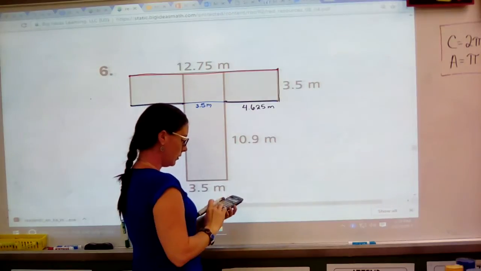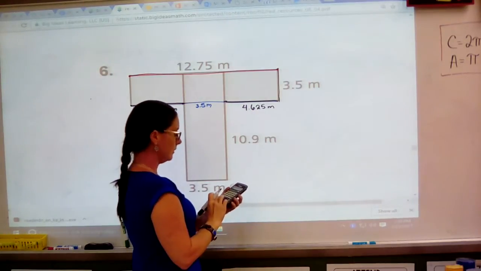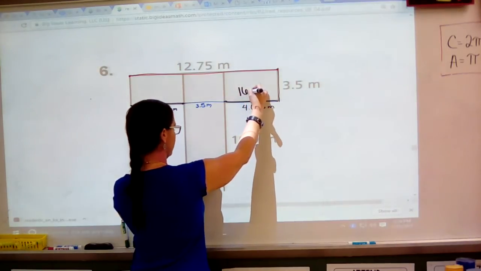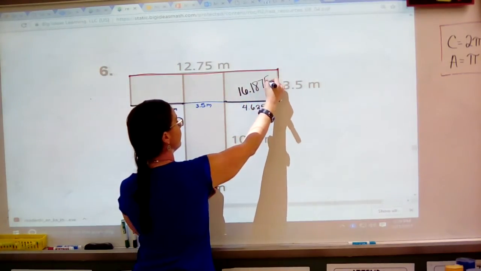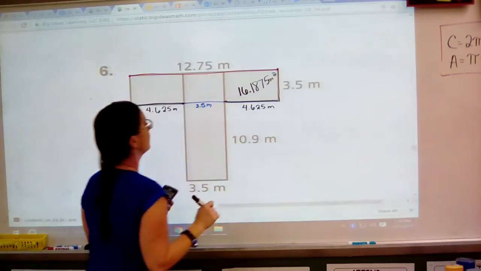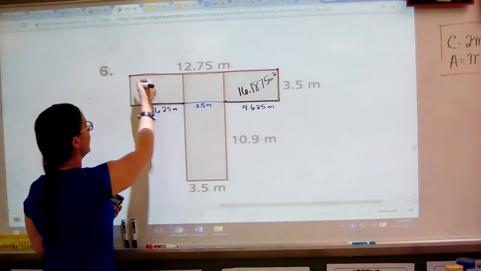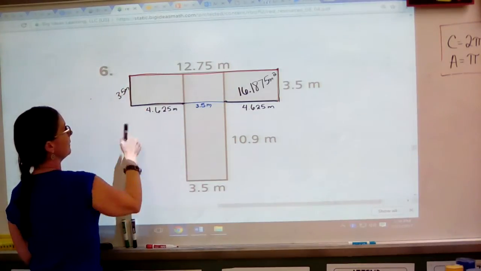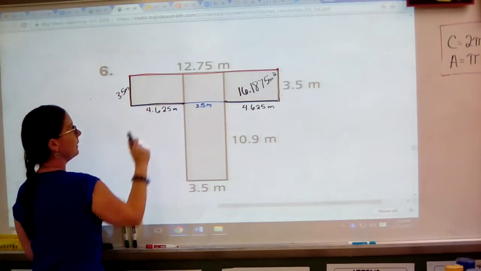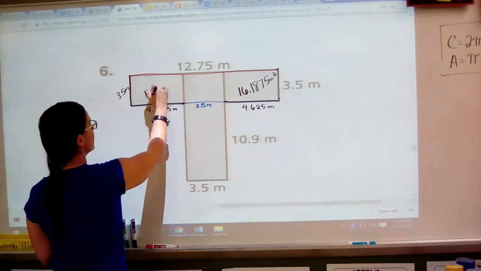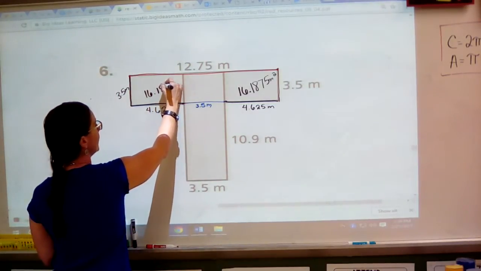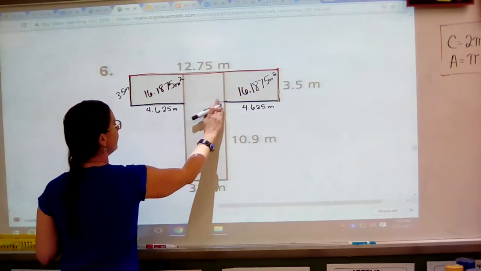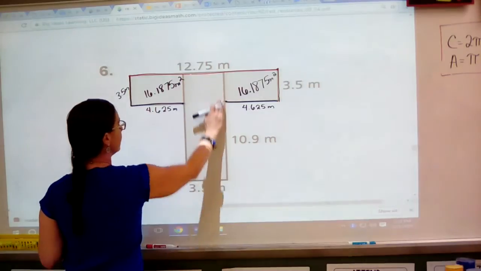So here we go. I have my base and my height. So 3.5 times 4.625 is going to give me an area of 16.1875 meters squared. My dimensions of this rectangle on the side are going to be exactly the same as the one I just did, because this one is also 3.5 by 4.625. So I'm also going to get 16.1875 meters squared. And now I would need to find the area of this tall, skinny rectangle.